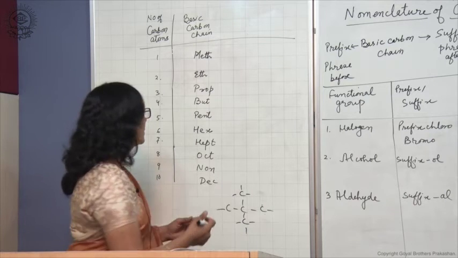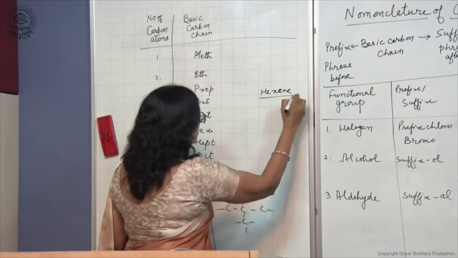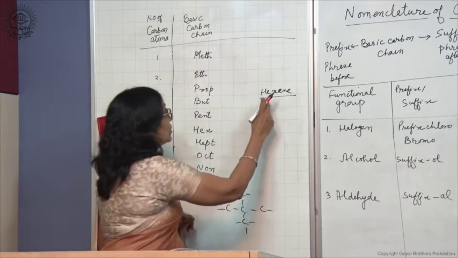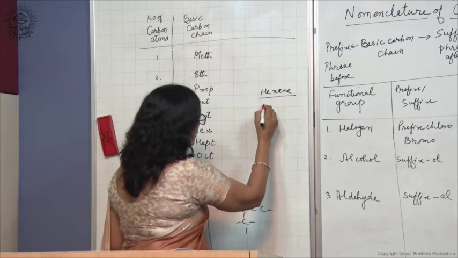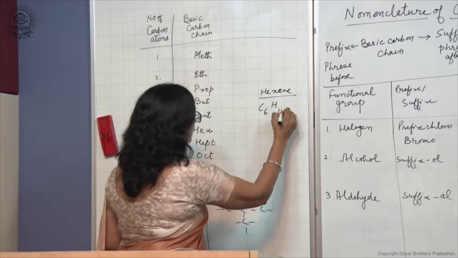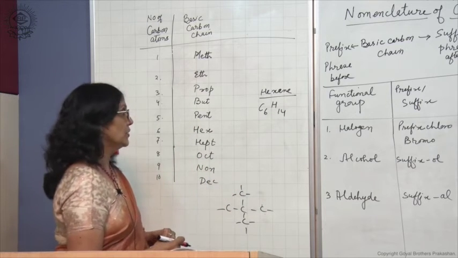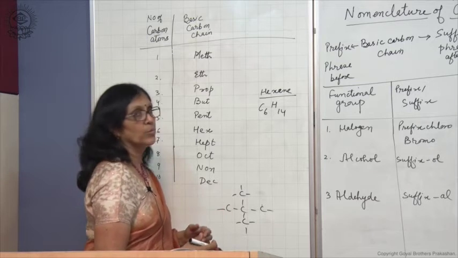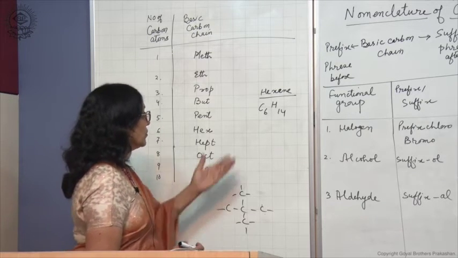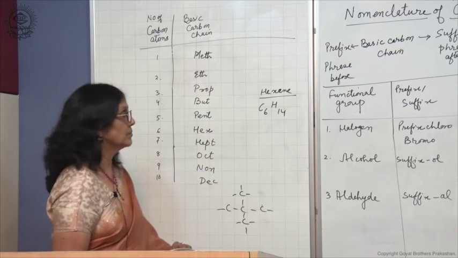So, hexane. If you happen to read anywhere about hexane, what will you write? That it has 6 carbon atoms and it belongs to the alkane series. So, you can write the formula, you can write the IUPAC name hexane. Just by seeing the formula or from the name you can write the formula.